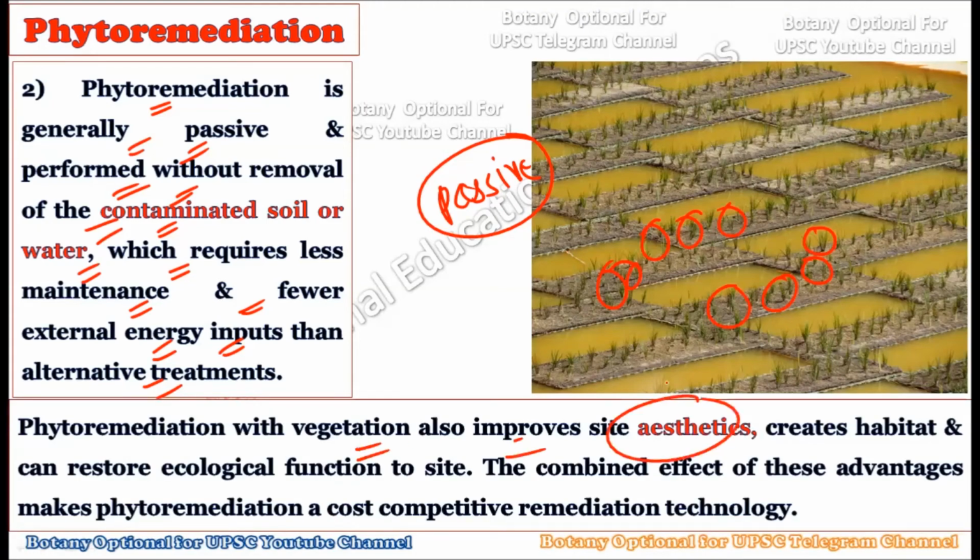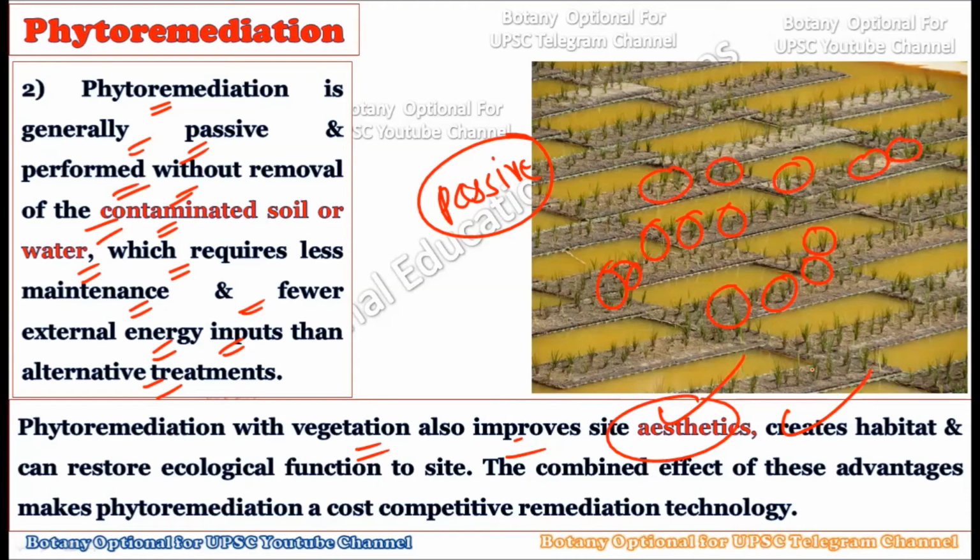For example, if there is a polluted area which looks very bad at first impression, but if you plant trees, it will make this area very beautiful. Plants always look good in any area, and hence it will improve the aesthetics of the site. It will create habitat for other organisms as well, for example insects, small animals, and bacteria. The habitat is provided by the plants to nearly every organism.